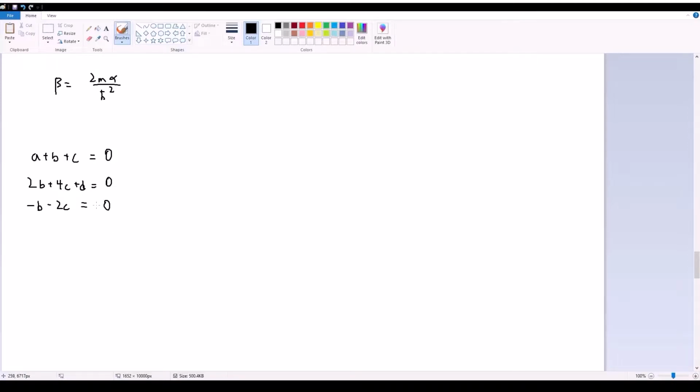So let's see, from this point, I'm actually not going to use A as my free variable because it seems like there's an easier way to solve this here. I'm going to say B plus 2C is equal to 0, therefore B is equal to negative 2C.